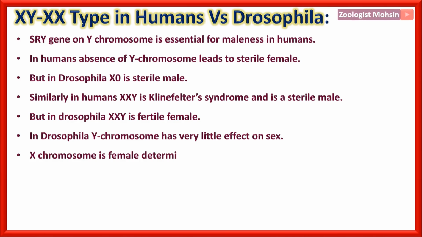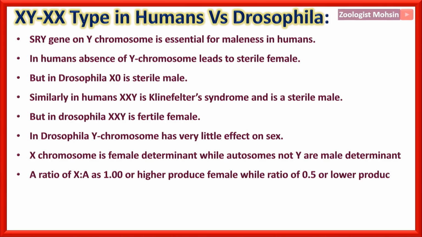X chromosome is a female determinant while autosomes, not Y, are male determinant. An X:A ratio of 1.0 or higher produces females, while a ratio of 0.5 or lower produces males in Drosophila.